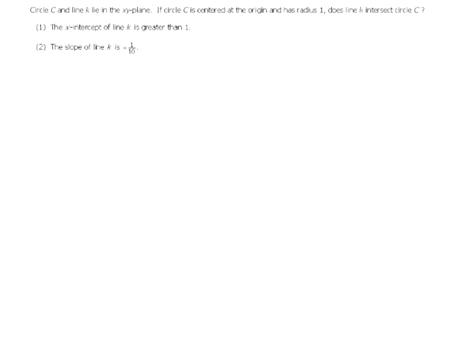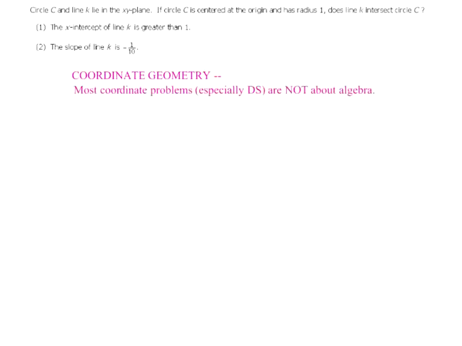A very important fact about coordinate geometry is that most of the problems you're going to see, especially data sufficiency, are not about algebra. Instead, most of them are about what stuff looks like. So should we make a diagram, Suvik? Absolutely, yes, we should. When you think about coordinate geometry, don't think first about y equals mx plus b. The first thing you should think about is what does this look like if I draw it?